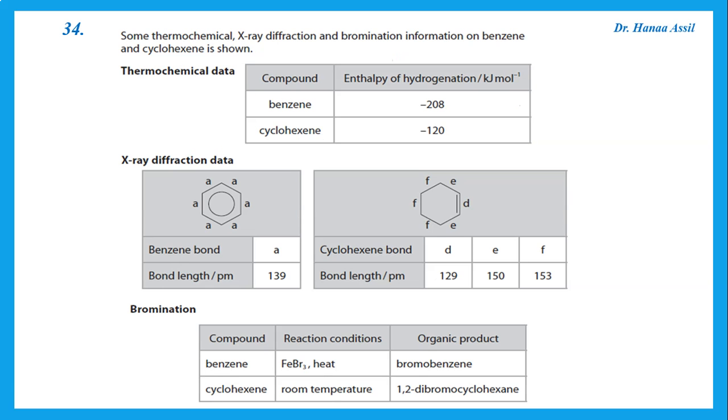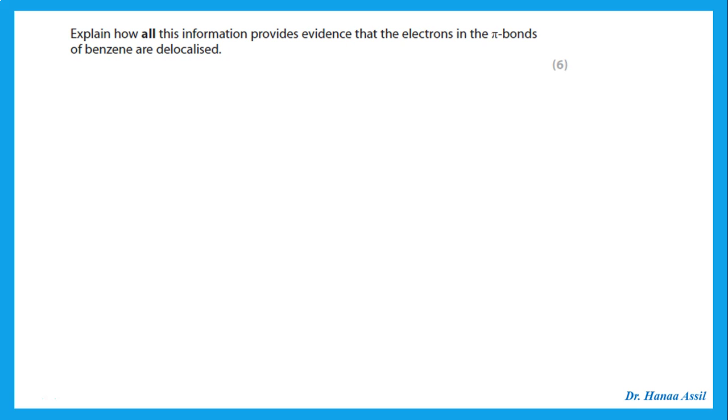This question says some thermochemical, X-ray diffraction, and bromination information on benzene and cyclohexene are shown. So we have information about enthalpy of hydrogenation of benzene and cyclohexene, bond lengths from X-ray diffraction, and reactions with bromine. Explain how all this information provides evidence that the electrons in the pi bonds of benzene are delocalized. So, what was the information given?